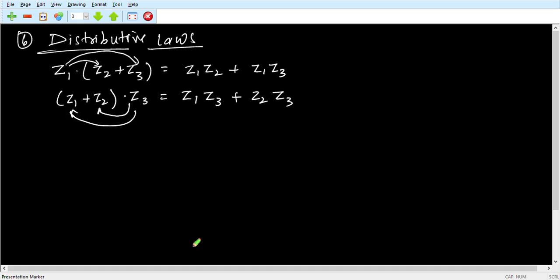So our next concept is the quotient of two complex numbers. How are we going to divide two complex numbers?